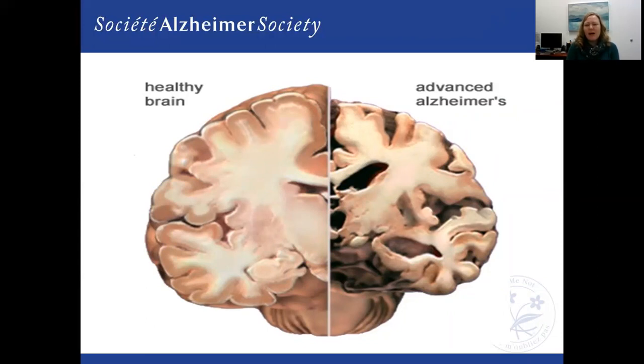This cerebral atrophy was first observed when Dr. Alzheimer studied the brain of Augusta Dieter, and she was the first person to be officially diagnosed with Alzheimer's disease. And the atrophy is still observed in people with Alzheimer's disease today. In the image on the screen, you see a comparison of the gray matter in a healthy brain on the left-hand side of the screen and a brain with advanced Alzheimer's on the right.